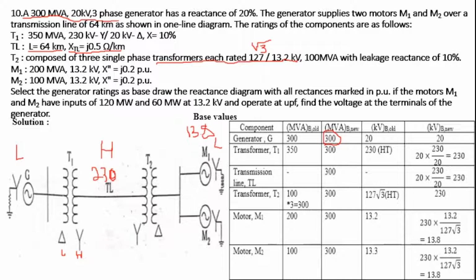13.8 kV. So similarly for motor 2, you will get 300, 13.2. So we will get 13.2 divided by 127 into root 3. Same, we will get 13.8. This is also 13.8 kV. Okay, this is also 13.8 kV. So these are the actual values. These are the new values. Once we have understood, same way we need to solve.